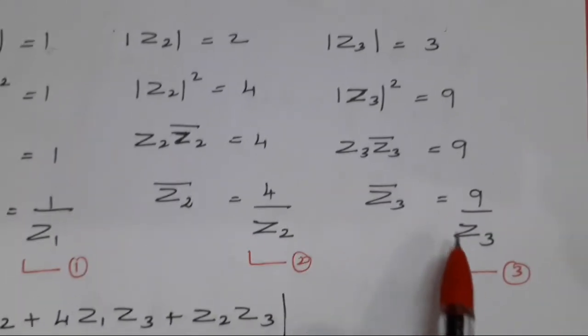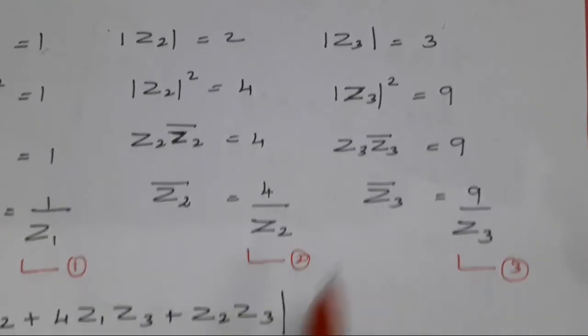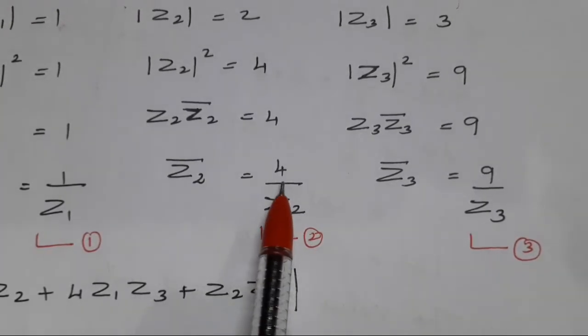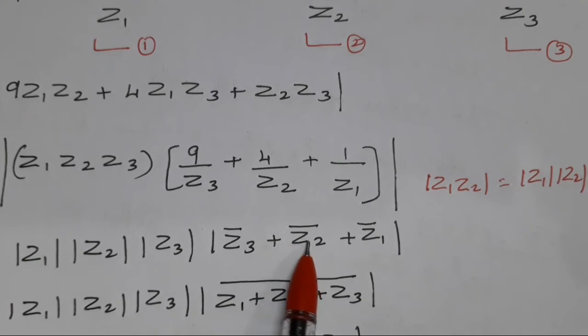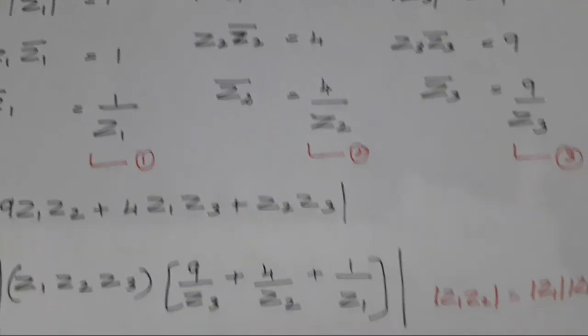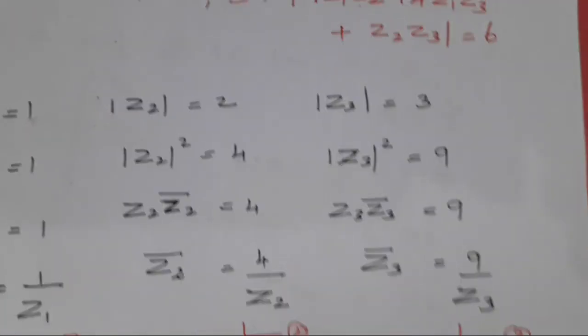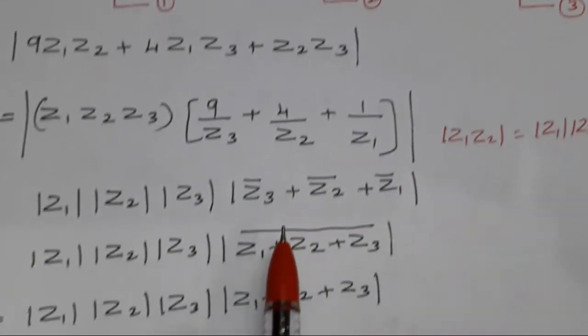9 by Z3 is what? We use the third result. 9 by Z3 is nothing but Z3 bar, so substitute Z3 bar. What is 4 by Z2? 4 by Z2 is Z2 bar. Instead of 4 by Z2, write Z2 bar. What is 1 by Z1? Z1 bar. So using the three values, substitute here. Then only we find the value before we do the sum. So the three values are substituted here, and we get the result easily.